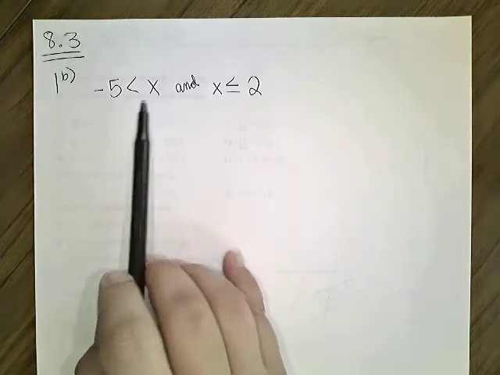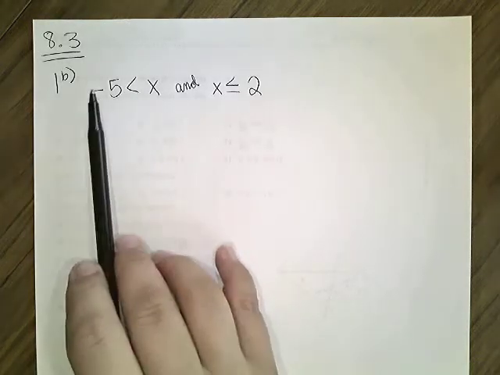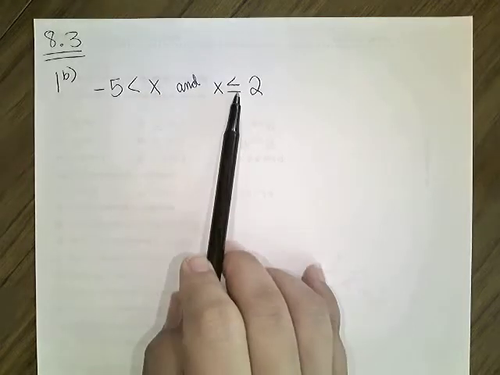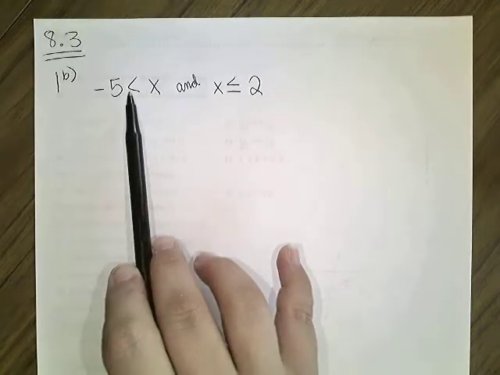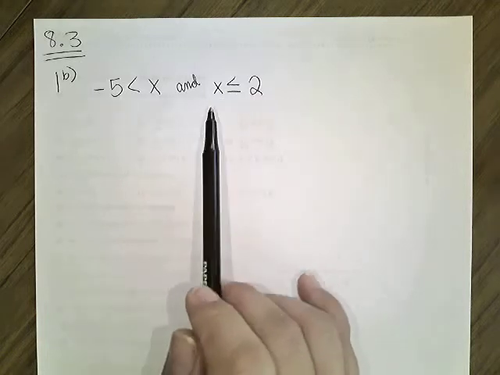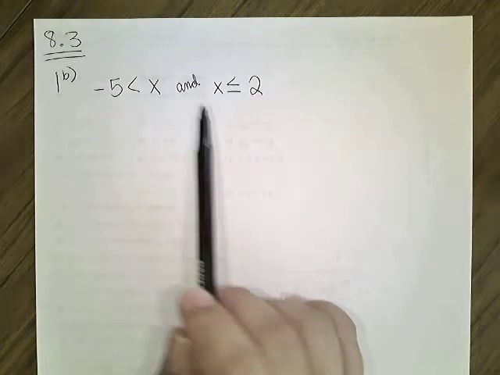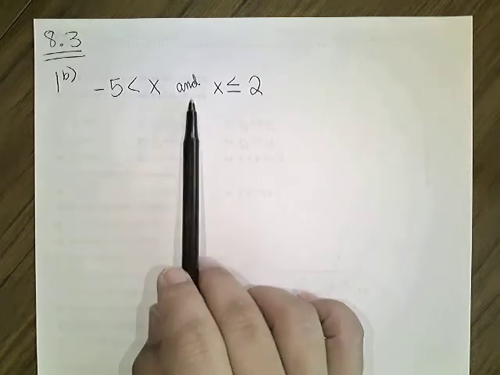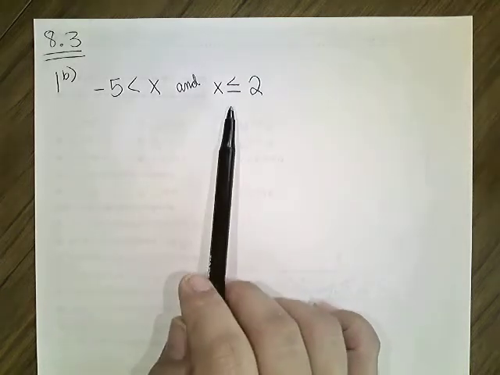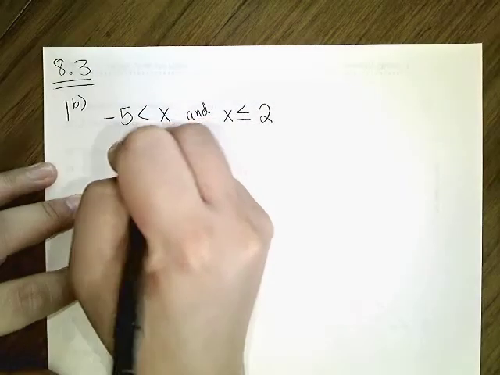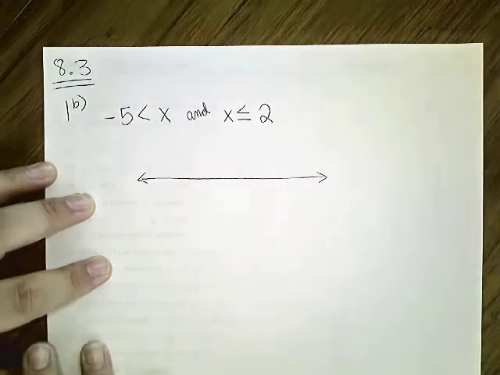So here it says that -5 is less than x, and x is less than or equal to 2. So we have these two different stipulations, and what we're trying to do is find what values of x are going to satisfy both of these inequalities, this and this. So one way to do this is to look on a number line. So that's what I'm going to do. I'm just going to draw in a number line here.